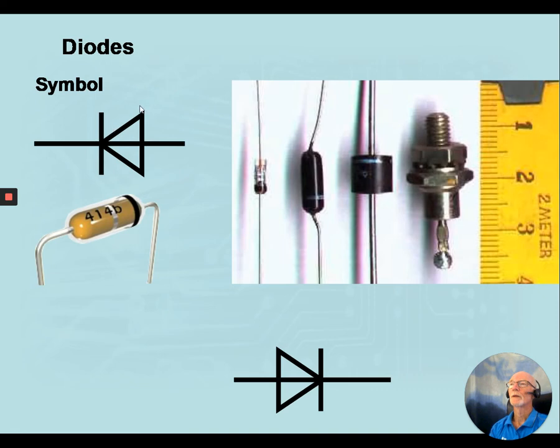The symbol for the diode is an arrow against a bar, and we say that the bar end of our diode is what's called the cathode. The way we remember it's the cathode is, if you look at the bar and these two parts of the arrow, they sort of look like a K. So this is the cathode end.